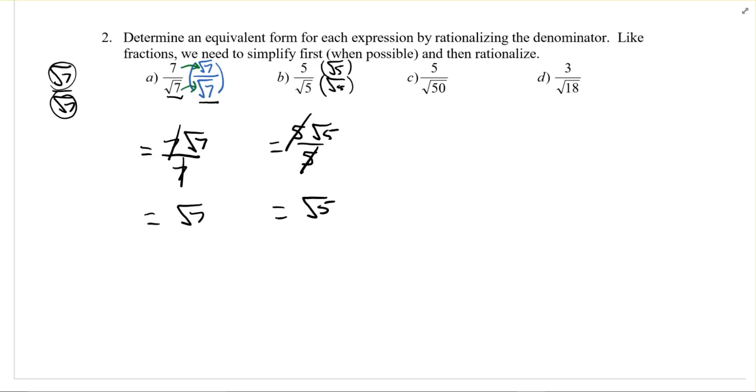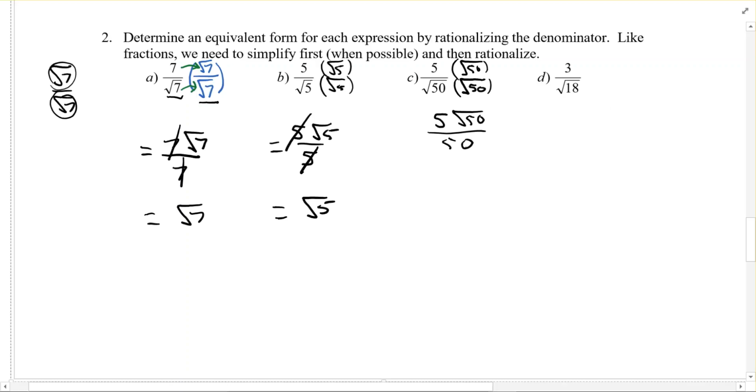Now for C, we could do two things. You could, right off the bat, if you wanted to, it's kind of up to you, just multiply by square root of 50 over square root of 50, and then we've got 5 times square root of 50 over 50, and then you could simplify this 5 and this 50. We just have to divide 50 by 5.